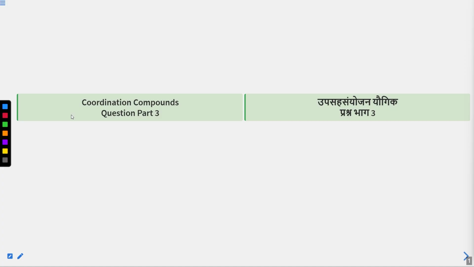Hello everyone, today we are going to see some practice questions from the chapter Coordination Compounds. This is part 3. Let's start.